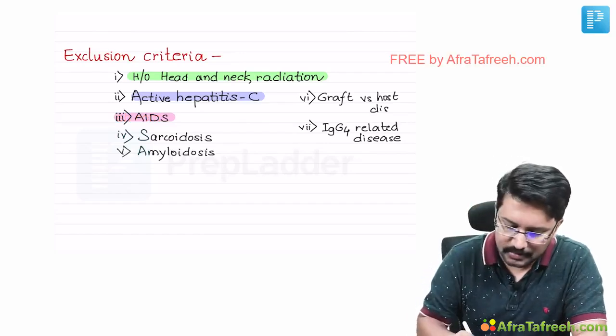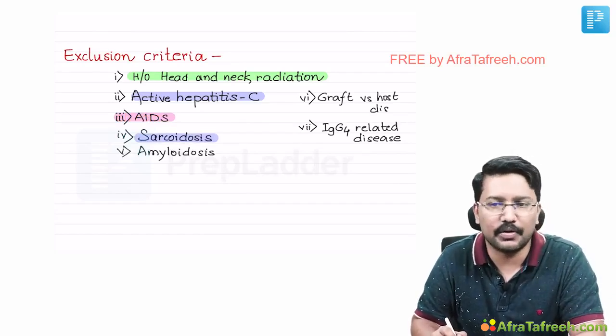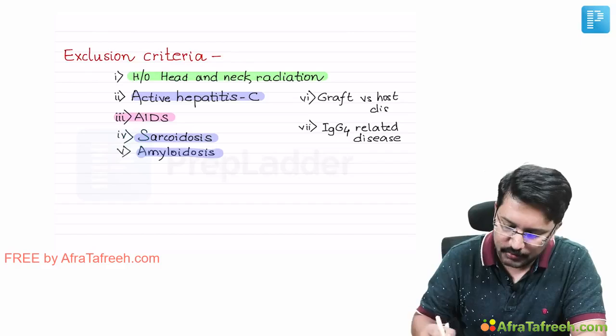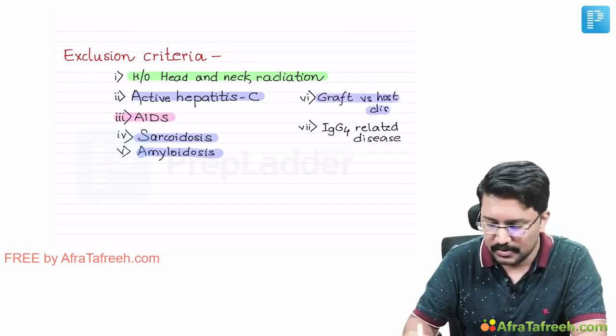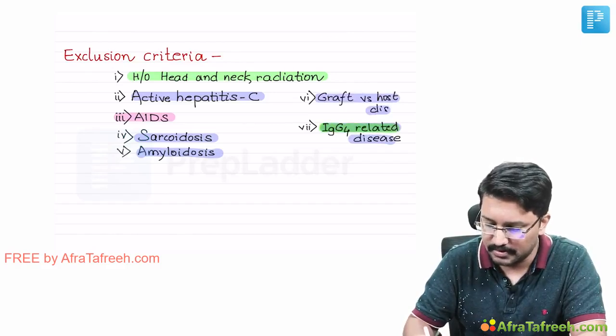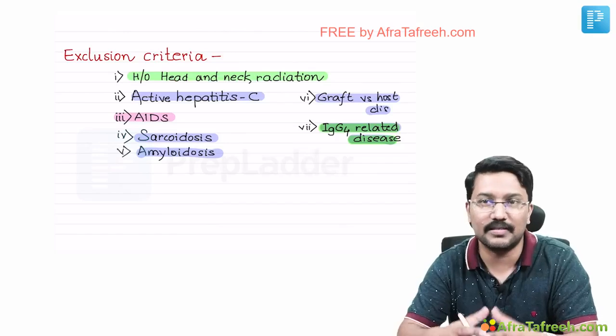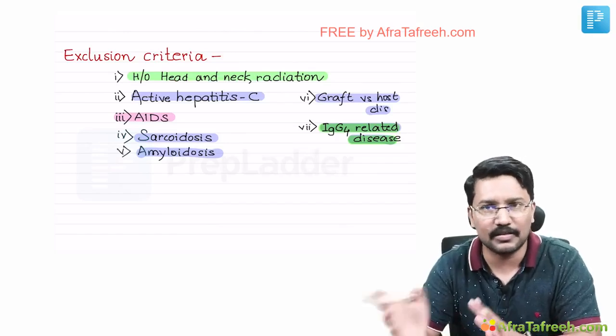Then another differential we discussed was about sarcoidosis, right? Apart from that, I also want you to remember three more things: amyloidosis, graft versus host disease, and IgG4-related disease. We have already elaborated about the IgG4-related disease as a differential diagnosis. So if the patient has met any of these diseases' diagnostic criteria, then the case is excluded.